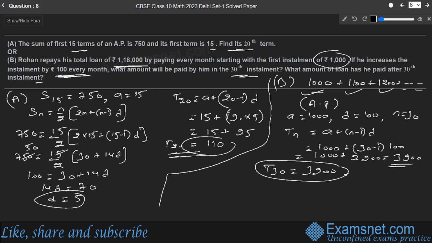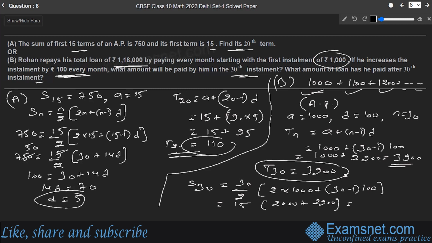Now what else can we do? Sum of n terms. We can use the sum of n terms formula, and we are given the sum of 30 terms, so we can find it as 30 by 2, (2a, that is 2 into 1000, plus n minus 1, where n is 30, so 30 minus 1, and the d value is 100). If you solve this further, this gives us 15 into (2000 plus 2900), and if we solve this further, this ultimately gives us Sn to be 73,500.